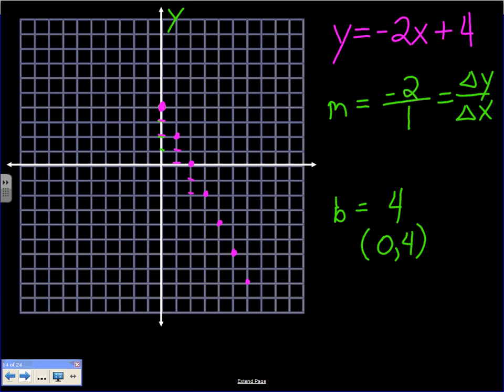Now, if we go back up here, we can connect all these dots. Put arrows on the ends of it. And you have the equation y equals negative 2x plus 4.